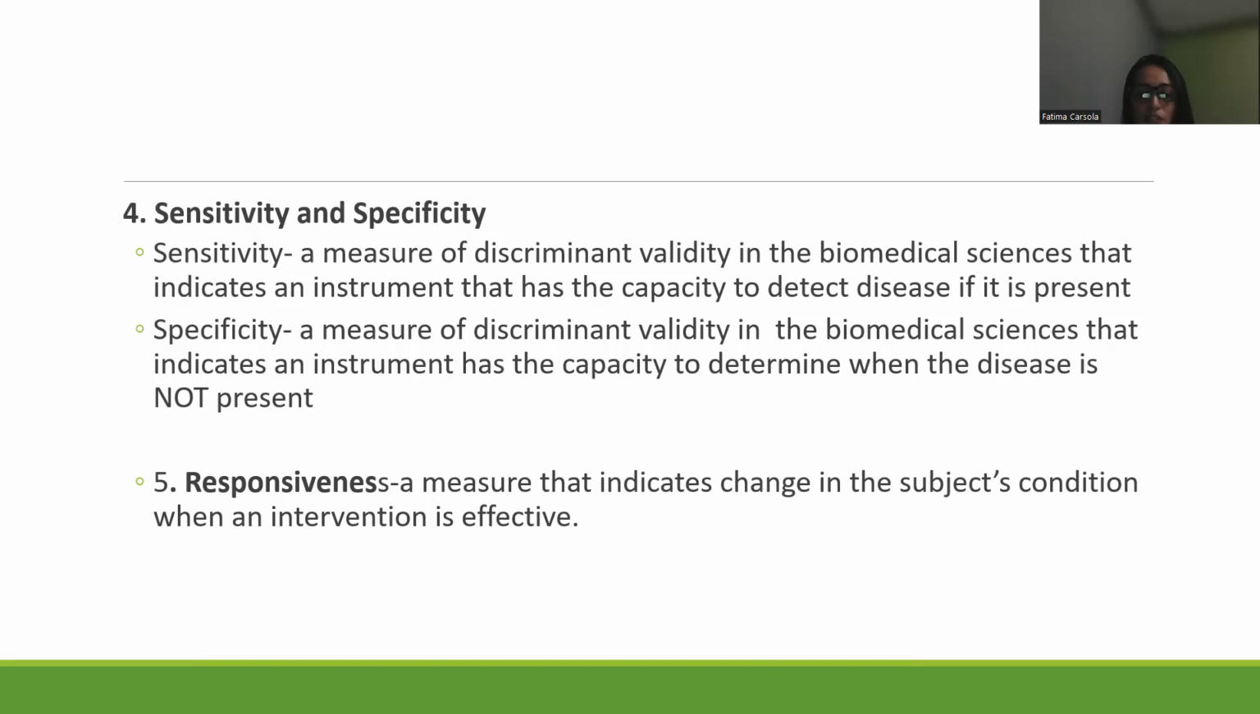And another one, the last one, is responsiveness. It is a measure that indicates the change in the subject's condition when an intervention is effective. Of course, when the outcome measure is intended to capture the effect of an intervention, the capability to detect changes in the subject over time is very critical, like responsiveness. There are multiple ways to measure responsiveness.